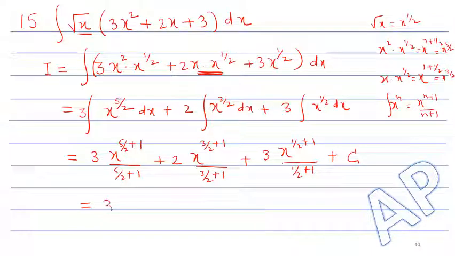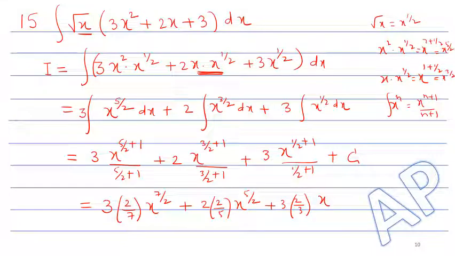Now I have 3 into, here you can observe 5 by 2 plus 1 is 7 by 2. ಅದರಿಂದ ನಾನು ಅದನ್ನು 2 by 7 x to the power of 7 by 2 ಬರ್ಕೊಳ್ತೀನಿ. ಹಾಗೆ ಇಲ್ಲಿ 2 ಇದೆ. 3 by 2 plus 1 ಅಂದರೆ 5 by 2 ಆಗುತ್ತೆ. ಅದನ್ನು I can write it as 2 by 5 into x to the power of 5 by 2 plus 3 into half plus 1 is 3 by 2. So let me write it as 2 by 3 into x to the power of 3 by 2 plus c.